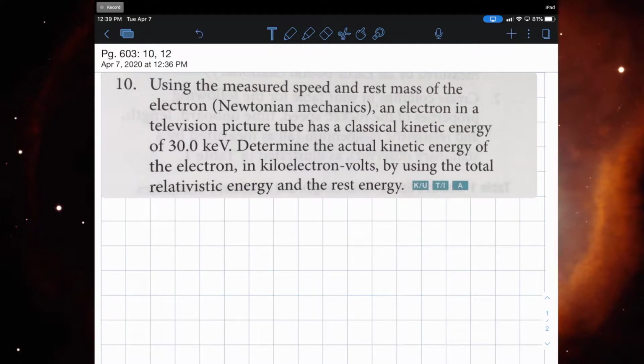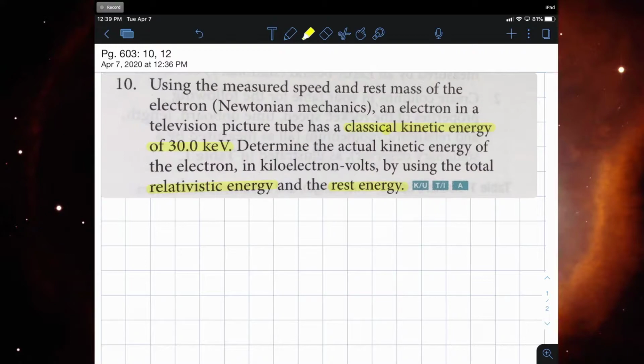All right, let's take a look at question 10 here on page 603. Using the measured speed and the rest mass of an electron in a television picture tube, it has a classical kinetic energy of 30 kilo electron volts. Determine the actual kinetic energy of the electron, so accounting for relativistic energy as well as the rest energy.